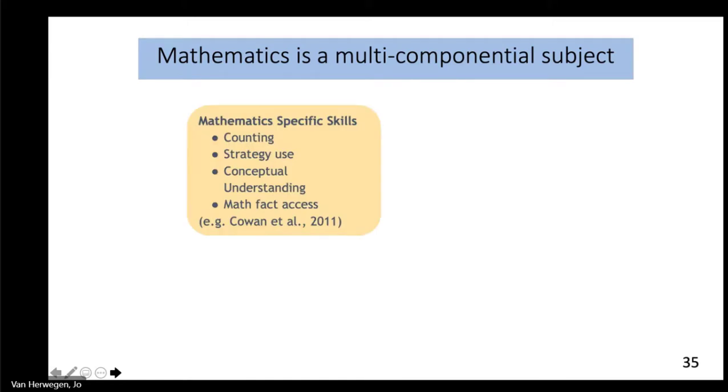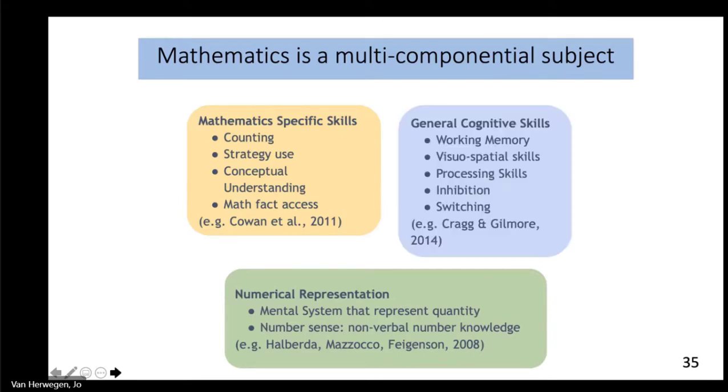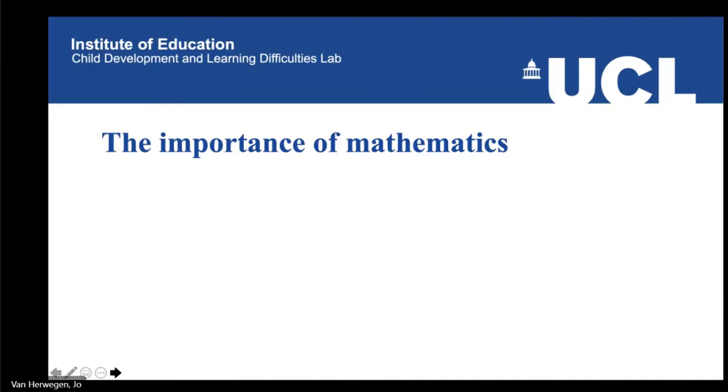So good mathematical abilities don't just rely on these mathematical-specific cognitive abilities, such as knowing the number names and counting, or number sense and understanding how numbers relate to each other, but also depend on a number of general cognitive abilities such as working memory, visuospatial skills, inhibition and switching, as well as the home environment, and obviously the school environment and the teachers within those environments.